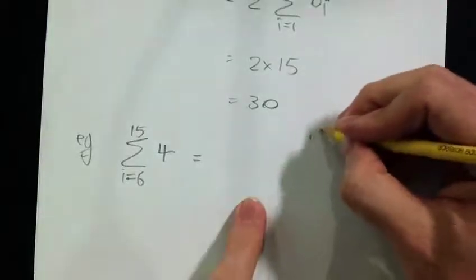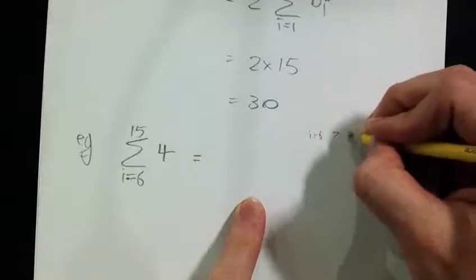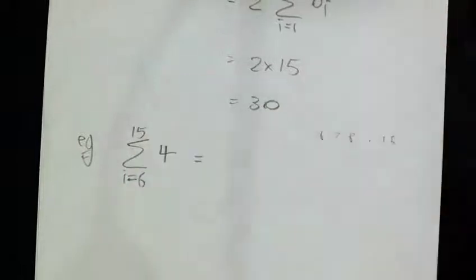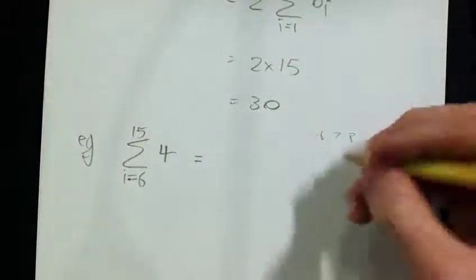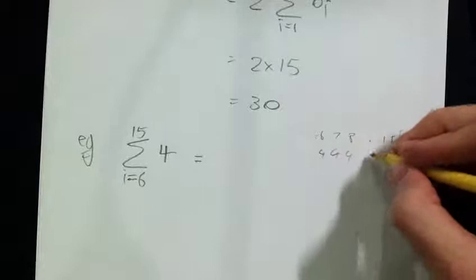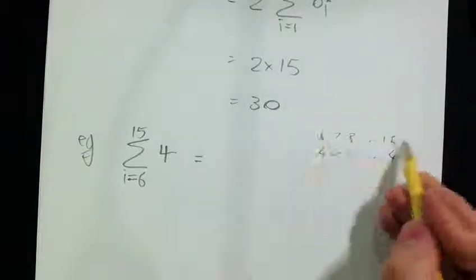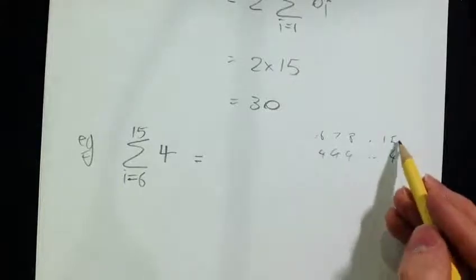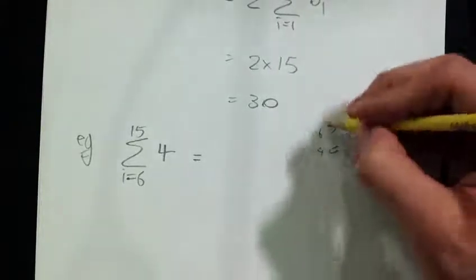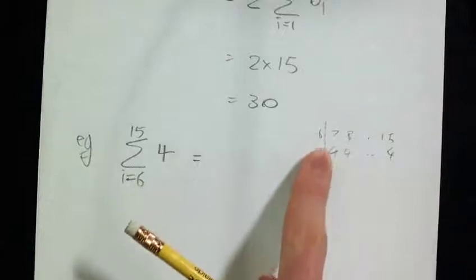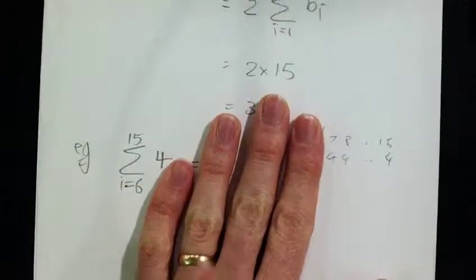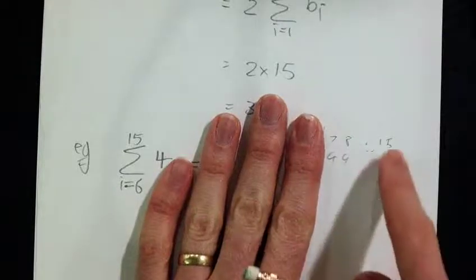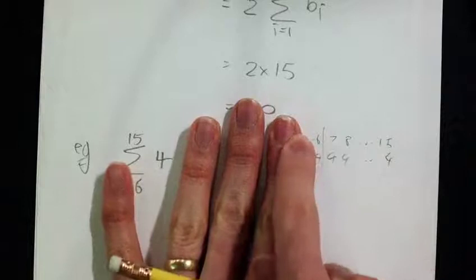We've got i equals 6 and 7 and 8 up to 15. And I want to know, and there's a 4 for each of them, right? 4, 4, 4, 4. So I need to know how many of these numbers there are and times them by 4, and that should give me the answer. 15 minus 6 will chop this one off, and I won't include the 6 because I've taken it away. And so that's why it actually has to be 15 minus 5.